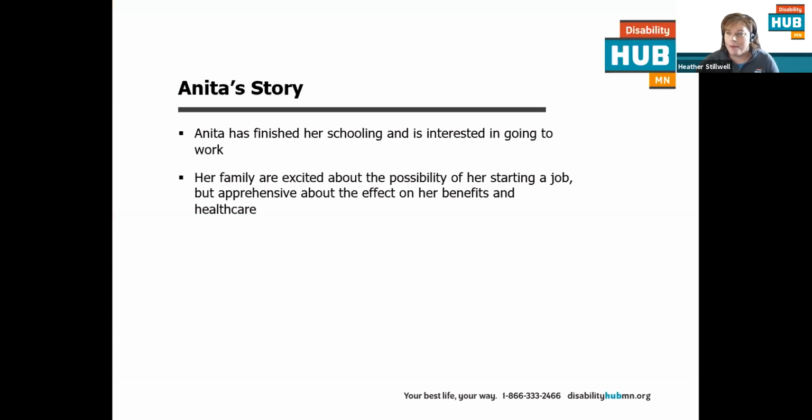Okay, so Anita has finished school and she is interested in going to work. She and her family are really excited about the possibility of her working, but they are a little bit nervous about the effect her extra income might have on her benefits, and especially her healthcare benefits, because she receives a waiver, and that is really essential for her to remain independent.